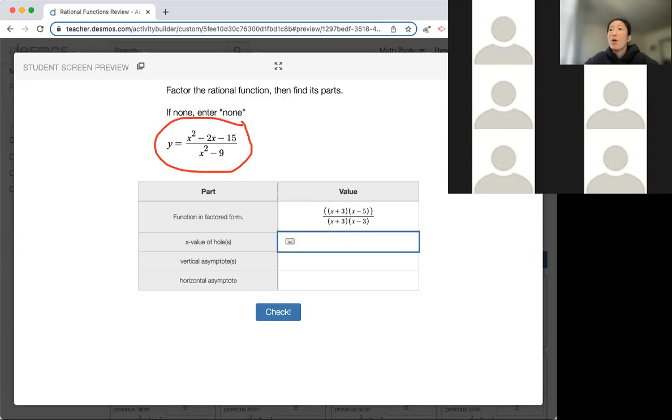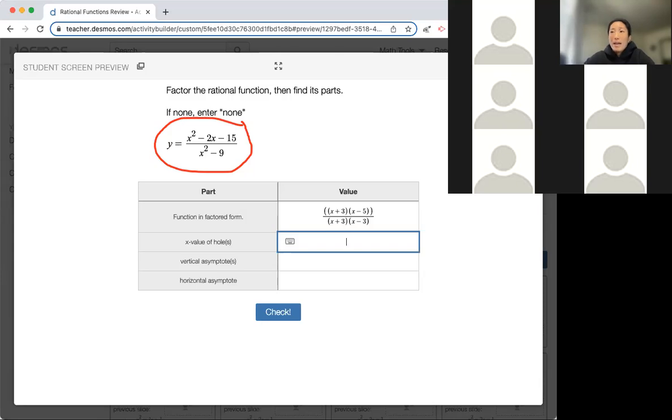So remember, how did we know that we had a hole in the function from last week? Well, we knew there was a hole when we got 0 divided by 0. That means that there is a hole whenever there is a common factor between the numerator and denominator. In this case, the common factor is x plus 3.